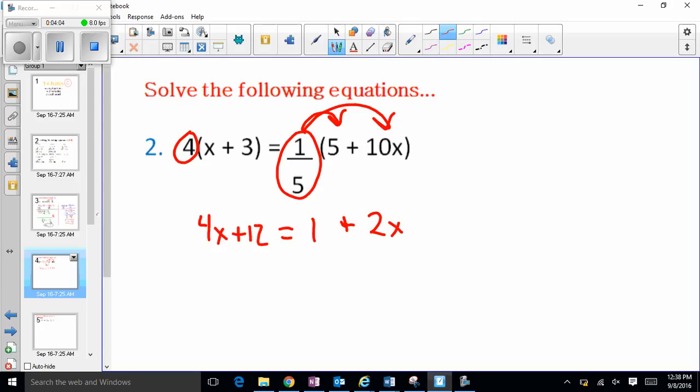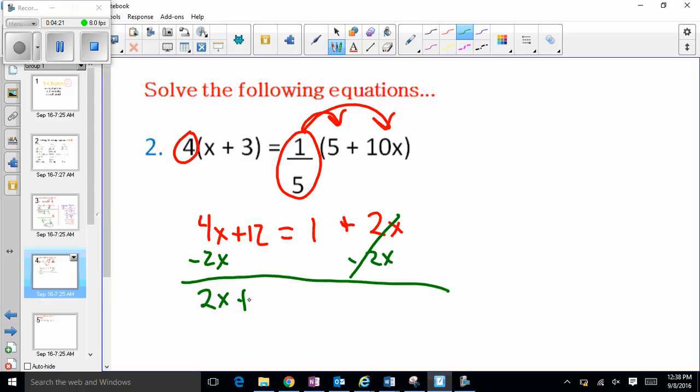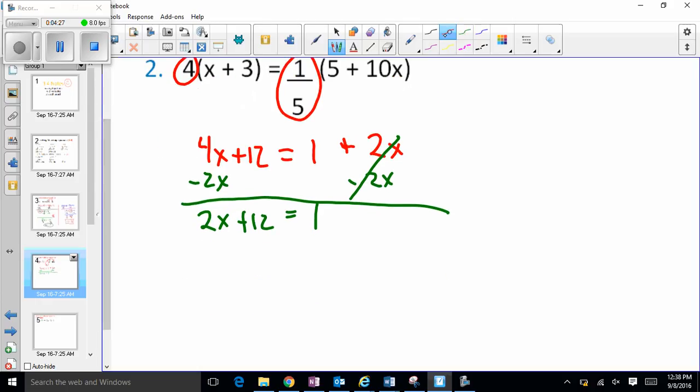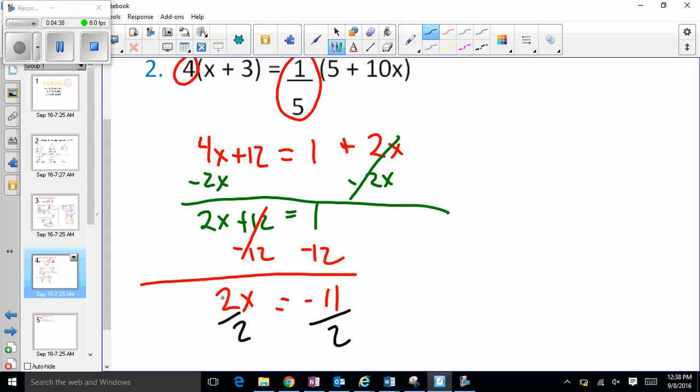From this point, I get to choose. Do I subtract my 2x on both sides so I can get them all over on the left-hand side, or do I subtract 4x? I could do either one, but I personally want to subtract 2x, because it cancels this out and this becomes a positive term. I just think it's easier to deal with. After that, I'm going to subtract 12 on both sides of the equation, so I get a negative 11 equal to 2x. I divide by 2 on both sides, and x ends up being negative 5.5.